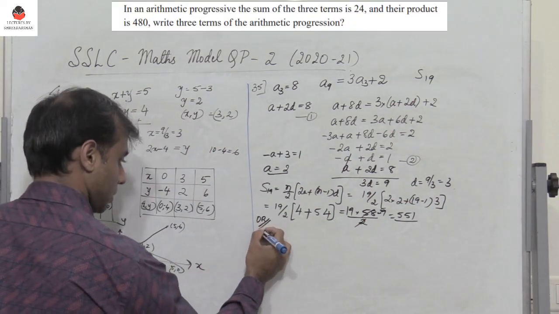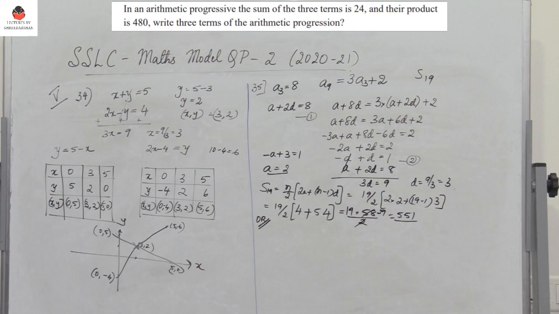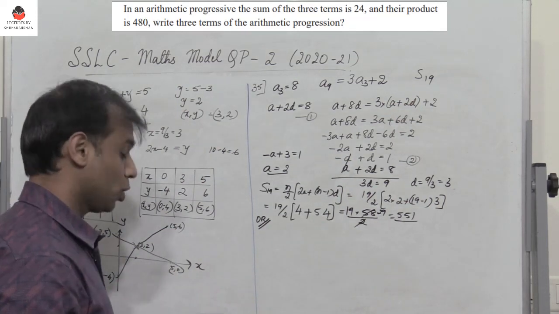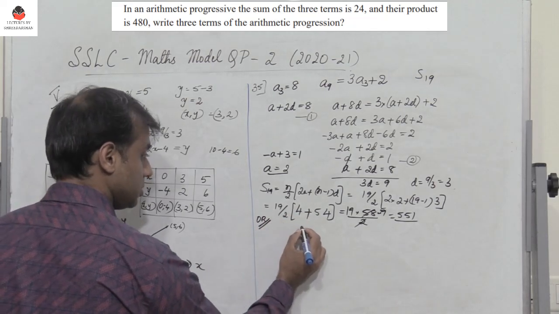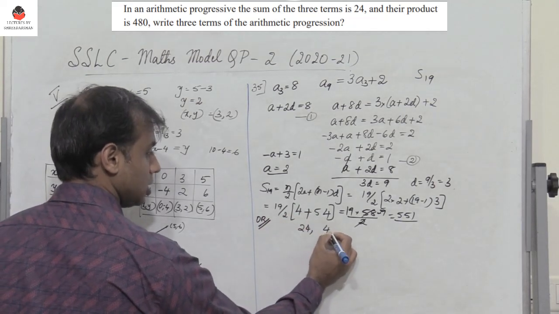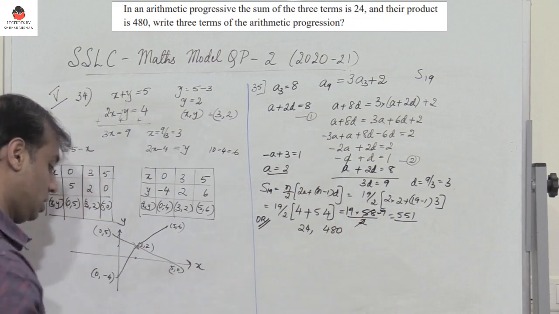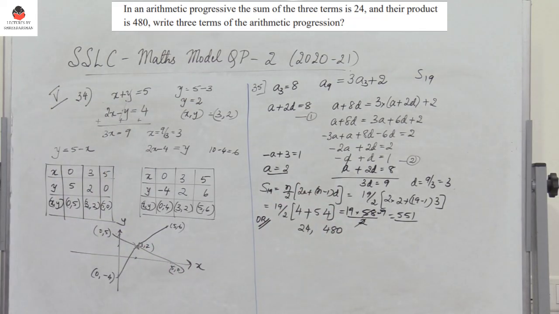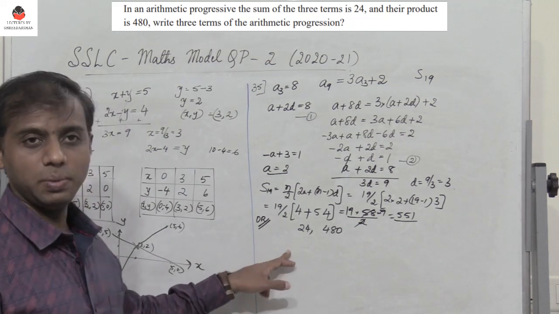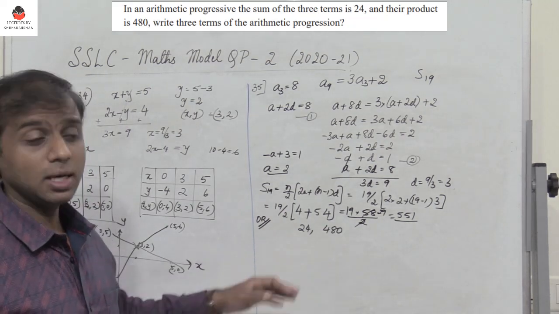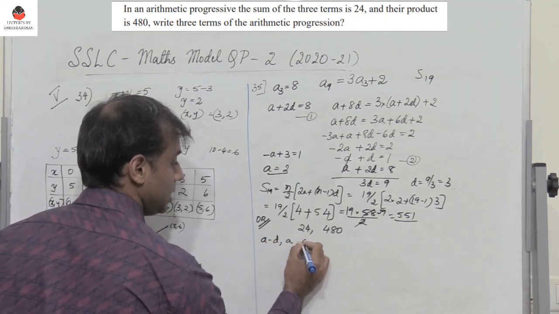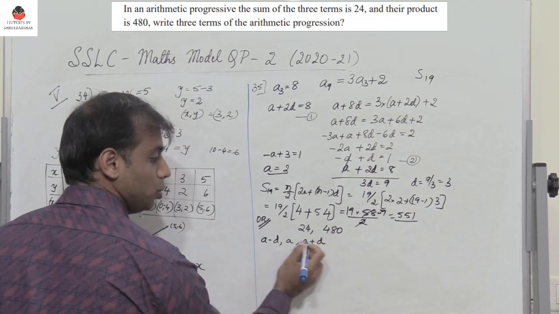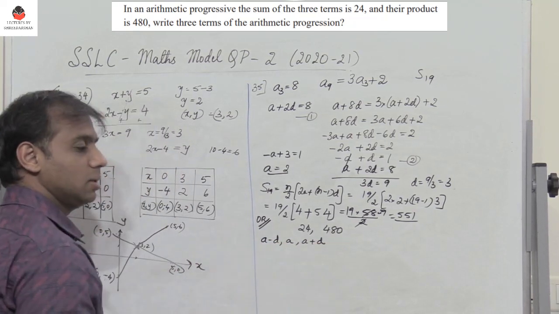It's been stated that the sum of 3 terms is 24 and the product of those 3 terms is 480. I need to find those 3 terms. The easiest way is, I can consider the 3 terms as a, a plus d and a plus 2d. But I can as well consider the 3 terms as a minus d, a and a plus d. If I do this, what happens? The d term gets cancelled.